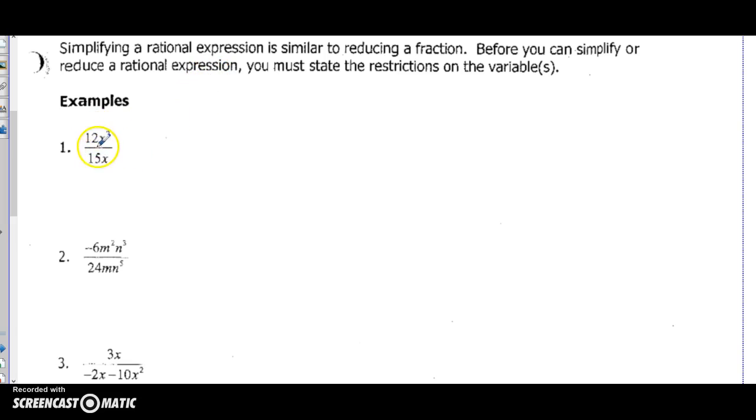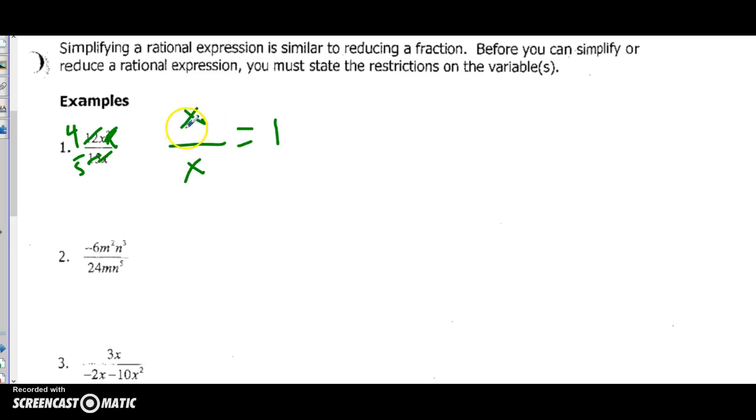Okay, so what you do here is you have 12 and 15, and 3 goes into 12 4 times. 3 goes into 15 5 times. I have an x squared on top, so that's x times x, really. And on the bottom, I just have x, so I can divide these out. They don't disappear, they just are equal to 1. So if I said x over x, that's equal to 1. So that's just times 1, and then they kind of disappear, but they cancel their way out. So this becomes 4/5 x, or 4x over 5.